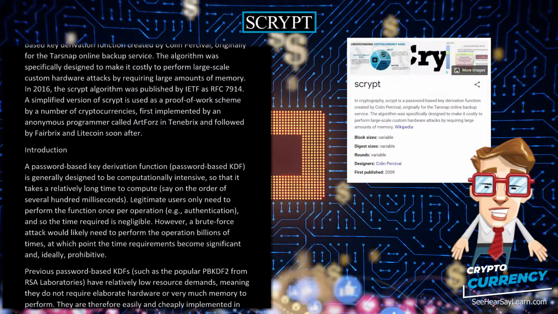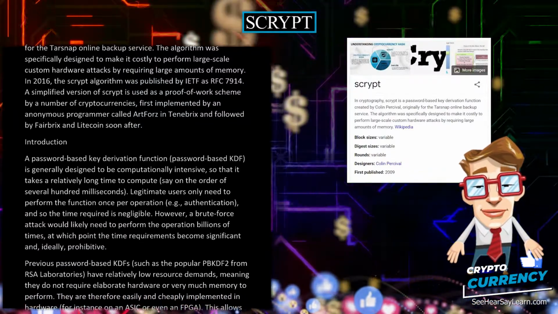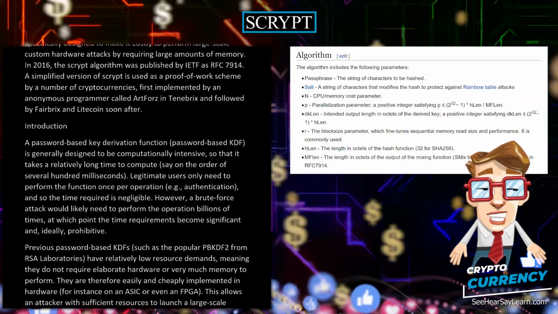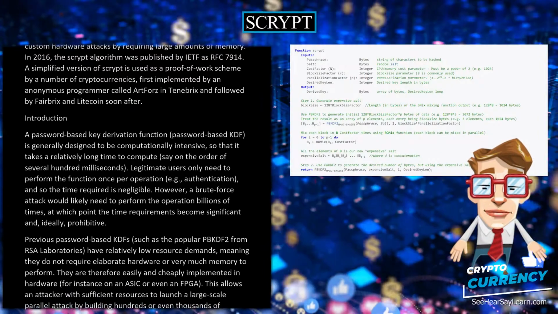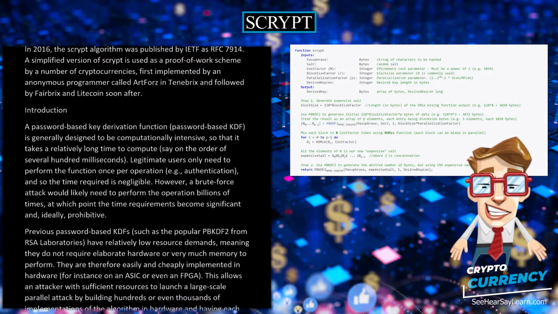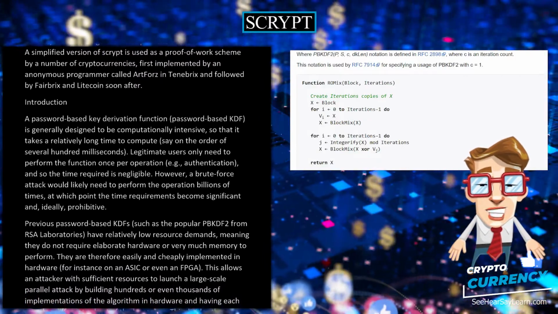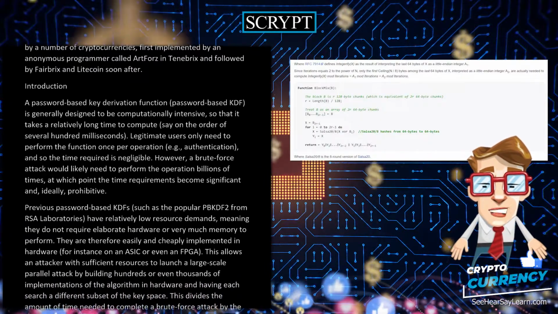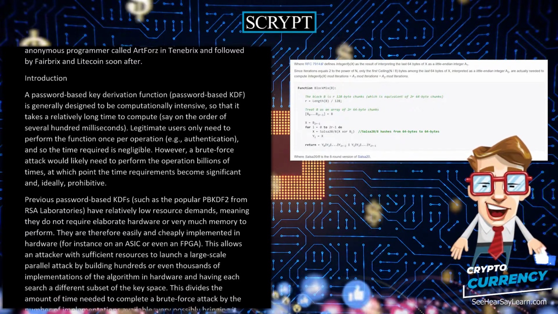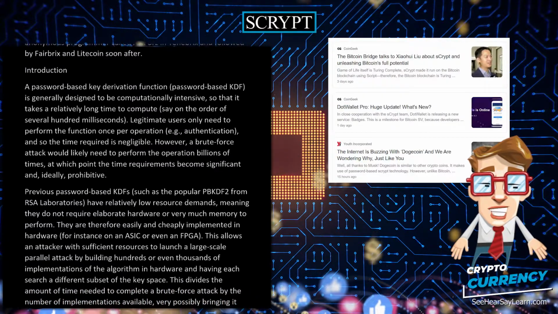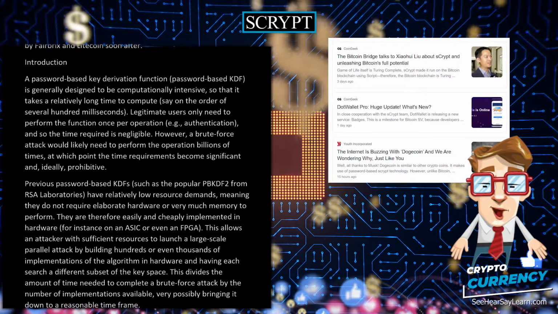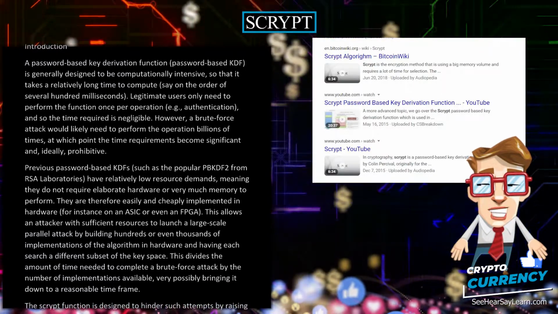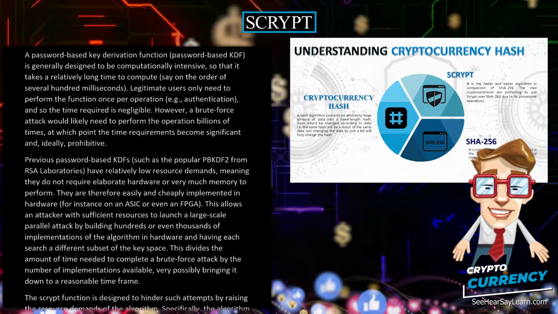Introduction. A password-based key derivation function, password-based KDF, is generally designed to be computationally intensive, so that it takes a relatively long time to compute, say on the order of several hundred milliseconds. Legitimate users only need to perform the function once per operation, for example, authentication, and so the time required is negligible. However, a brute force attack would likely need to perform the operation billions of times, at which point the time requirements become significant and, ideally, prohibitive.